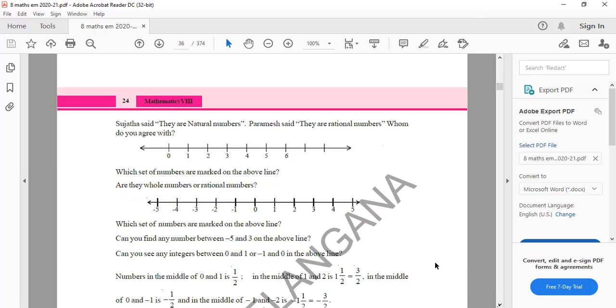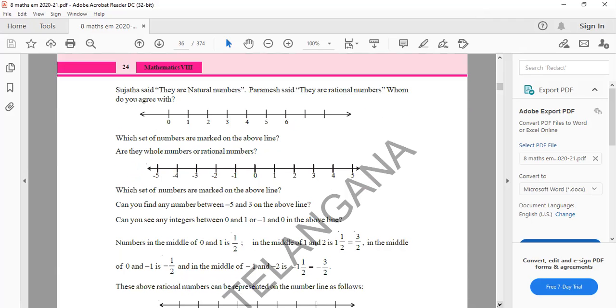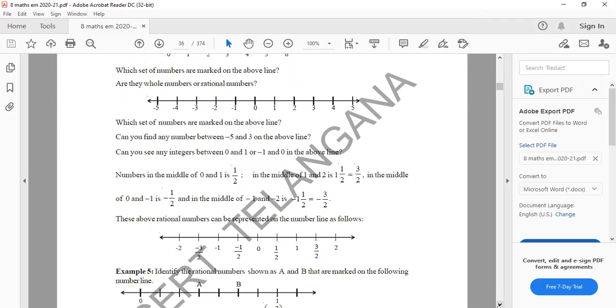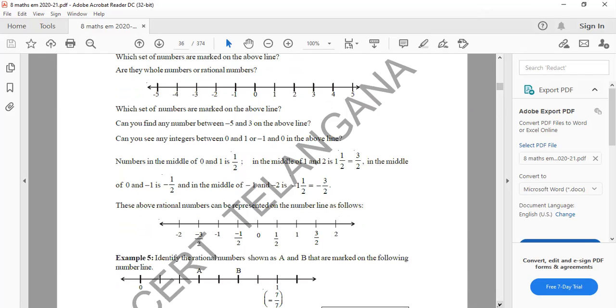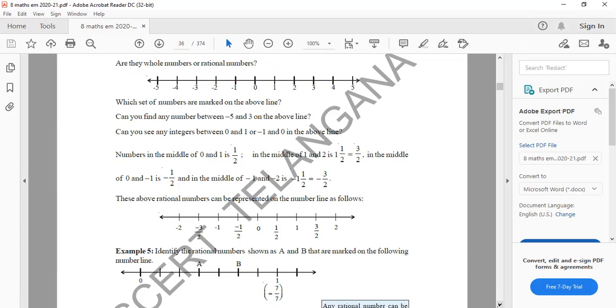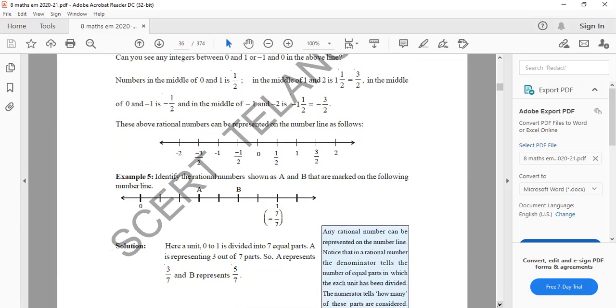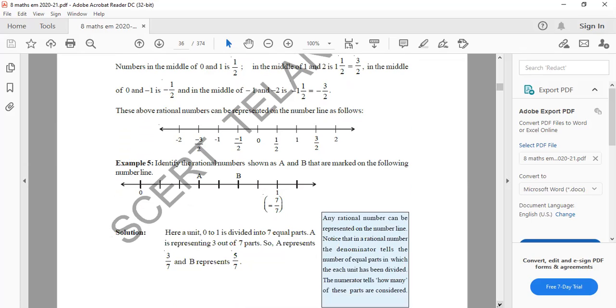This is the general numbers. Number systems, positive and negative numbers, it's very clear. Okay. Next, numbers in the middle, 0 and 1, 1 by 2 in the middle, 3 by 2 in the middle. So I'll take just one example and try to explain. What is example 5? Identify the rational numbers shown in A and B marked with the following numbers.